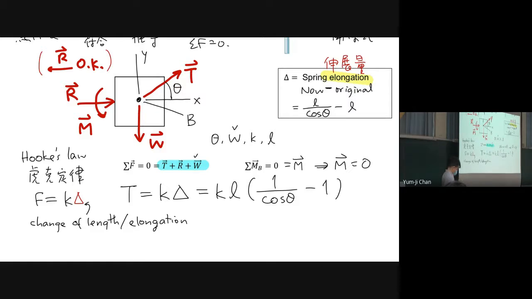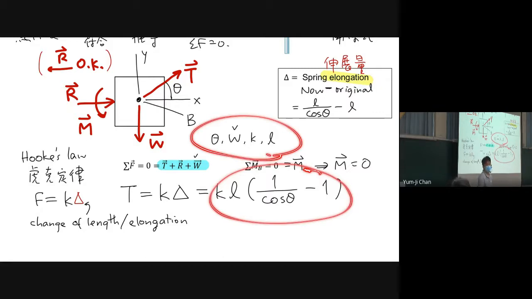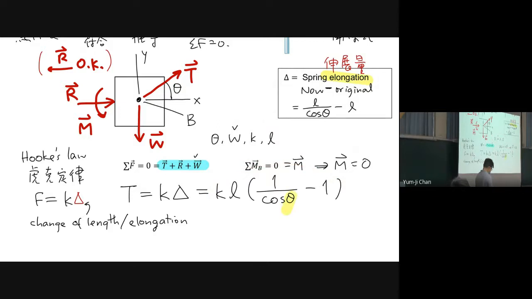Now, from this equation, we compare this with this. You can see that we now have beta, and we have K, and we have L as well, right? So we have everything here. The last question is how to put them together.